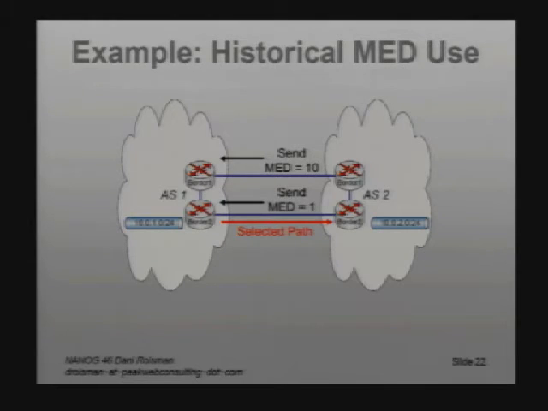So here's the example of historical MED use I was saying. AS1, AS2 are speaking. They have 2 physical links between them. And AS2 wants to tell AS1, hey, I prefer that you send me traffic on this link. So AS2 is going to set a MED of 10 when he announces to AS1 on this link. He can set a MED of 1 when he announces on this link. And AS1, if he's doing what he's supposed to be doing, is going to always select this link as long as it's up.